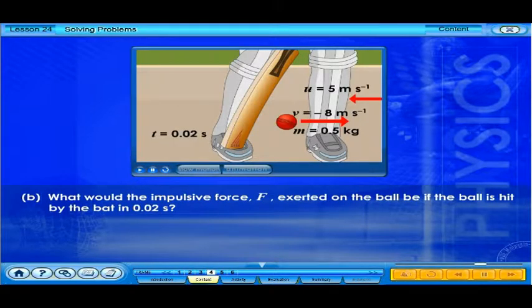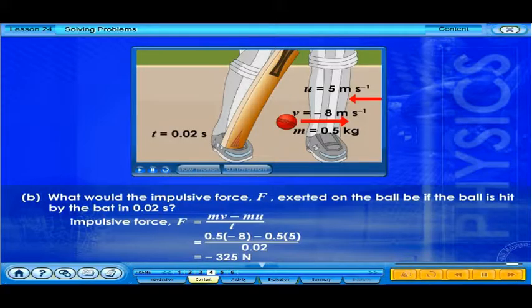What would the impulsive force exerted on the ball be if the ball is hit by the bat in 0.02 seconds? From the calculation as shown, impulsive force exerted is negative 325 newtons.